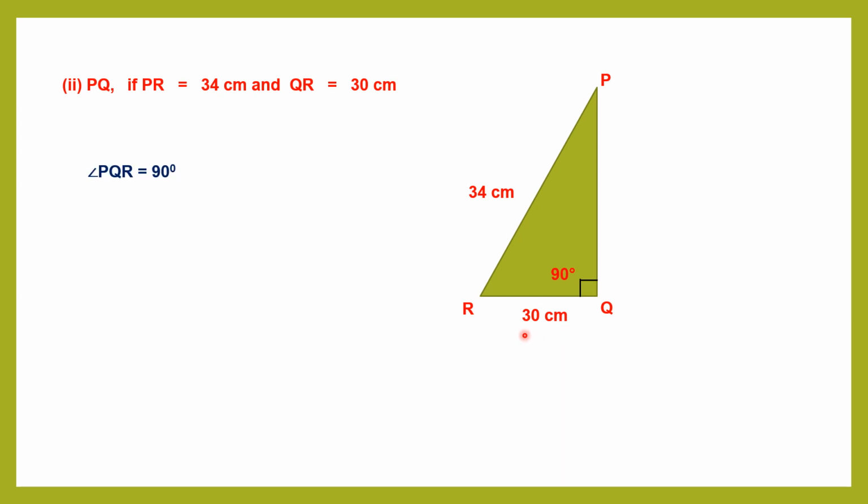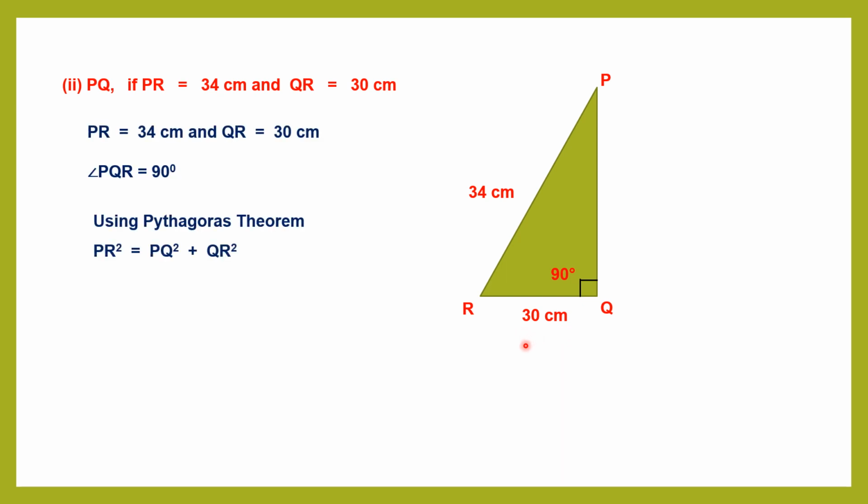So now let's apply the Pythagoras theorem with all these details. According to that, the square of the hypotenuse is equal to the sum of the squares of the other two sides. So let's substitute the values here. PR is already given to us. So that was 34 centimeters. So here 34 centimeters square is equal to PQ. PQ is what we are going to find out, so we're going to leave it as PQ square. Now QR is given as 30 centimeters. So that is 30 centimeters square.